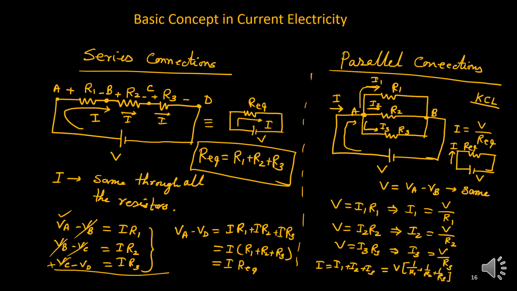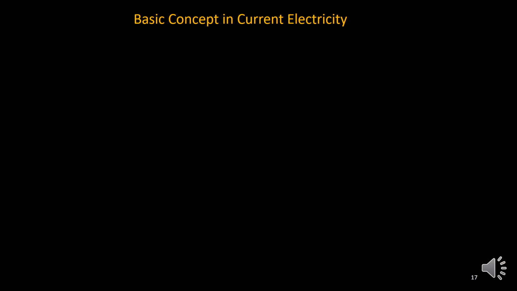So what is the relation? From here you can see that this V I can write as V equals I into R equivalent, or I equals V by R equivalent. So I can compare these. So what will I get? I will get this for parallel connection.